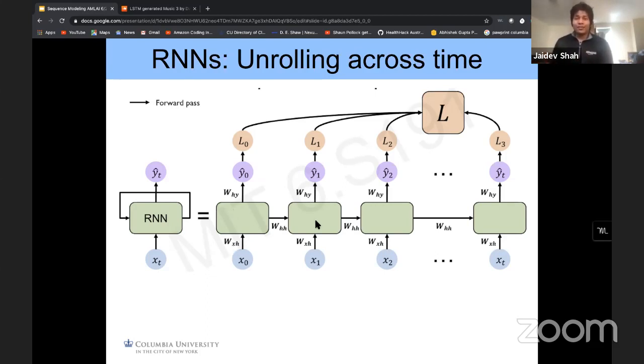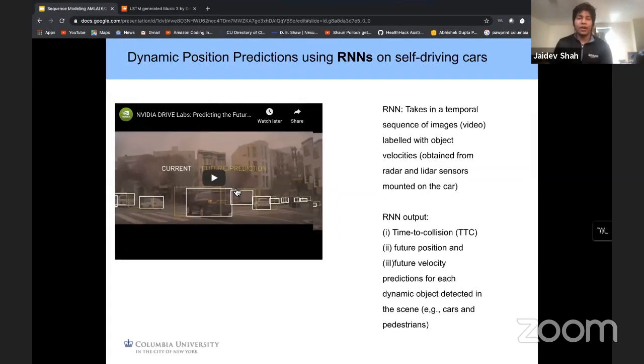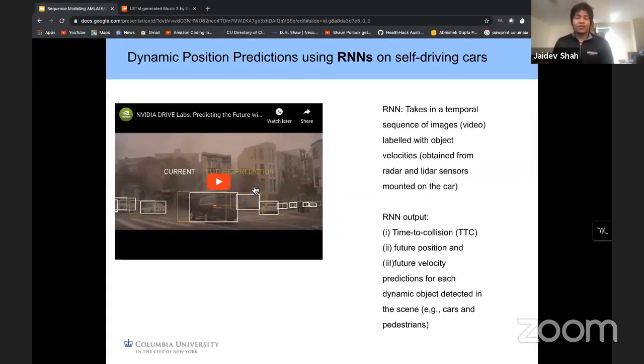So, if that doesn't make sense yet, that's okay, because we'll go over backpropagation and that mathy stuff a couple of slides down. Before that, I want to give you an intuition of why this is important. So here's an interesting example, an application of an RNN working in real time on a self-driving car.